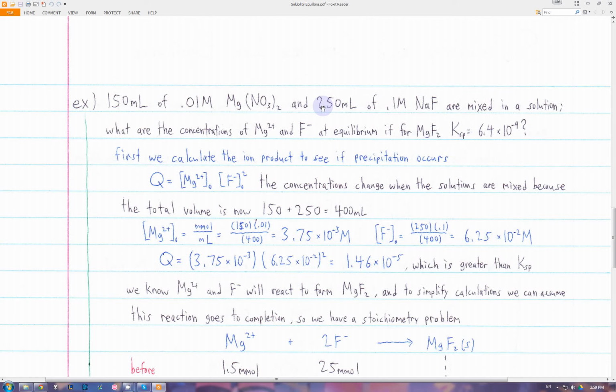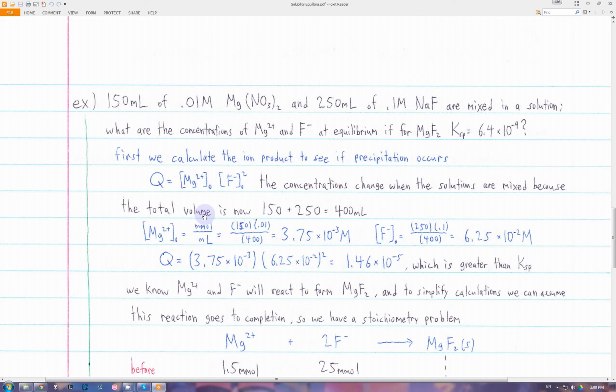And to do that, we can do the ion product, the Q. So first we need to find the new concentrations of the magnesium and the fluoride ion. Because see, when we mix these two solutions, the total volume changes, while the moles of each substance stay constant. So their concentrations will change.